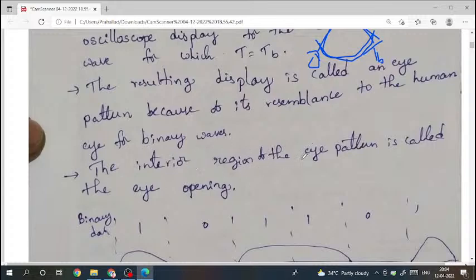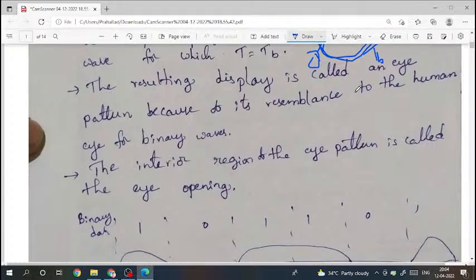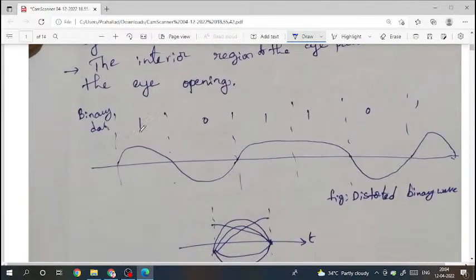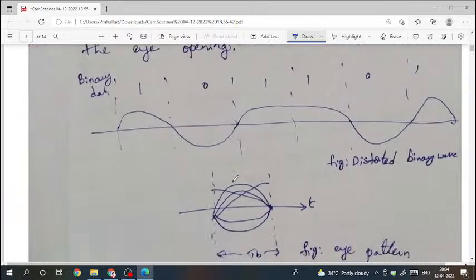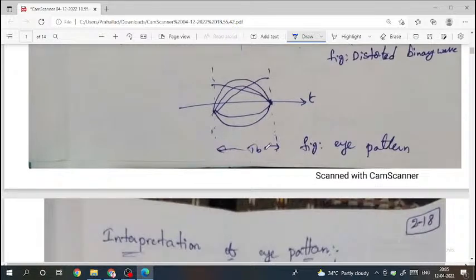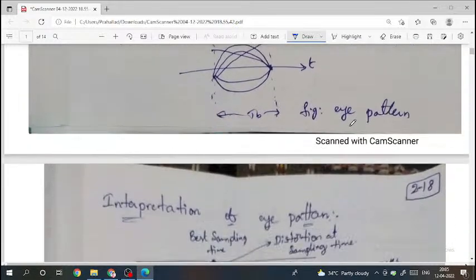The interior region of the eye pattern is called the eye opening. So this is called the eye opening. See here, this is the example, binary wave 1 0 1 1 0 1. So 4 ones at the top side and 2 zeros at the downside. For this data, the eye pattern is like this in the interval 0 to Tb. So this is called an eye pattern, which looks like an eye of a human.